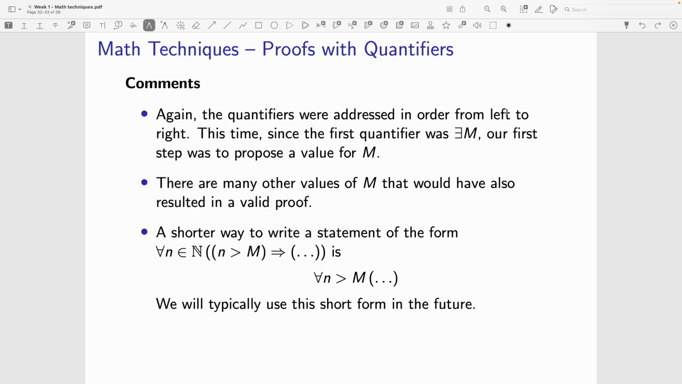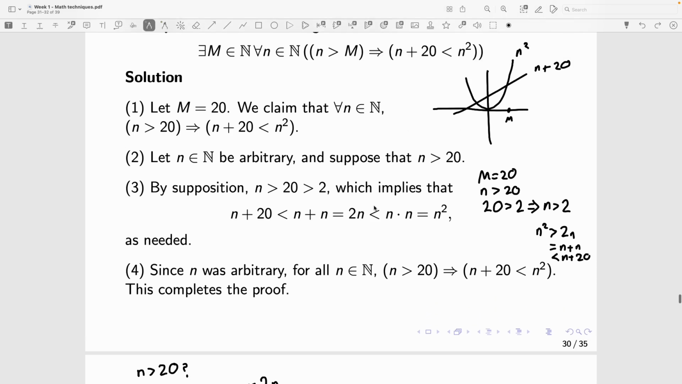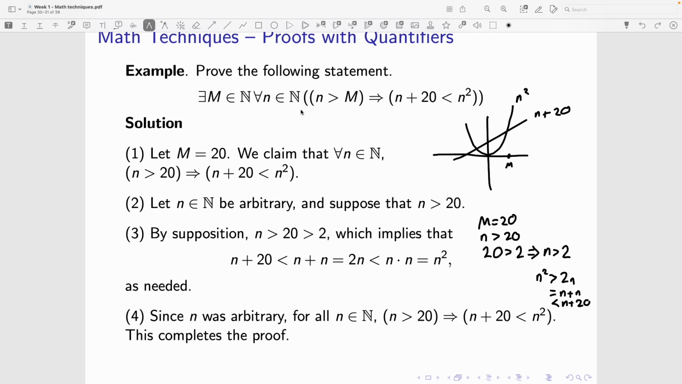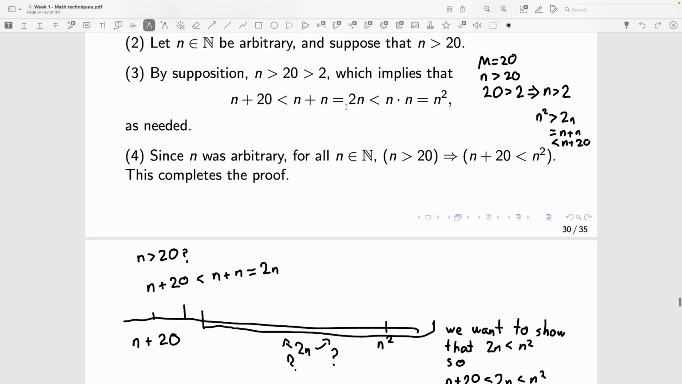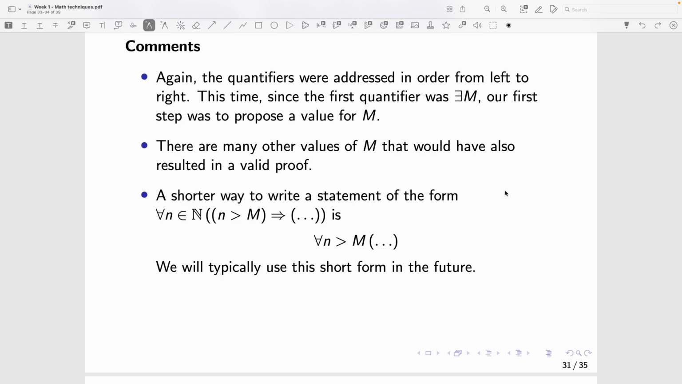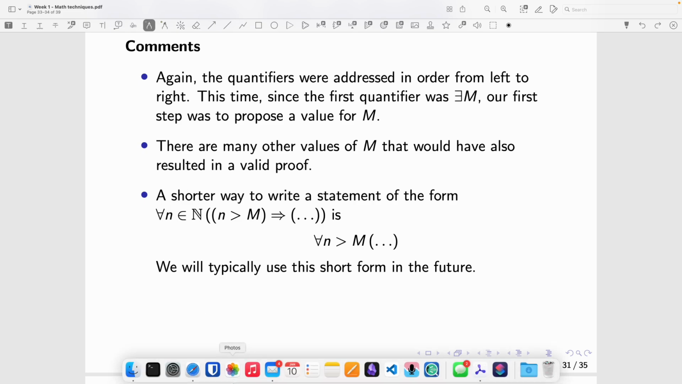And a bit more notation. All these quantifiers followed by the assumptions that we're making can get a bit clunky. We can shorten this a bit. Have something like, for all n in the natural numbers, then n greater than m implies whatever. We could just say, for all n that are greater than m. Be very, very careful about not specifying the set that this is in.